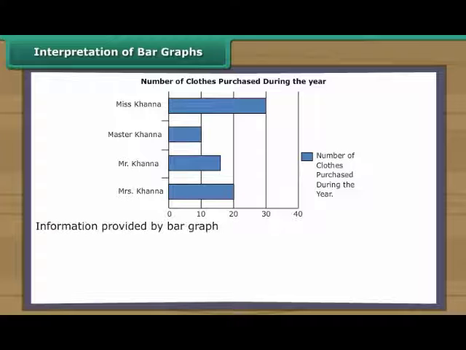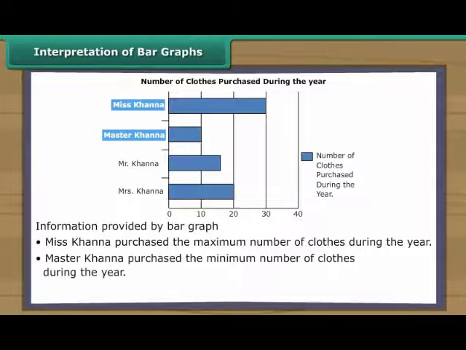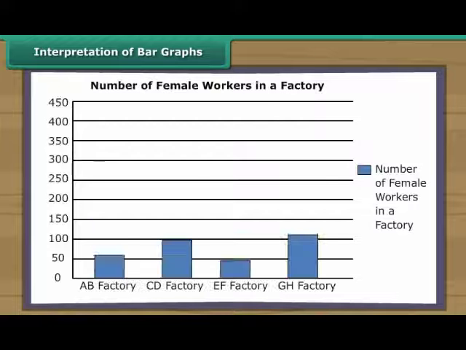It is clear from the bar graph that Miss Khanna purchased the maximum number of clothes during the year. Master Khanna purchased the minimum number of clothes during the year. Mrs. Khanna's purchases exceeded Mr. Khanna's purchases by 5 clothes. Let us interpret one more bar graph.